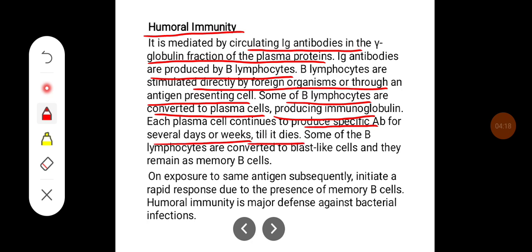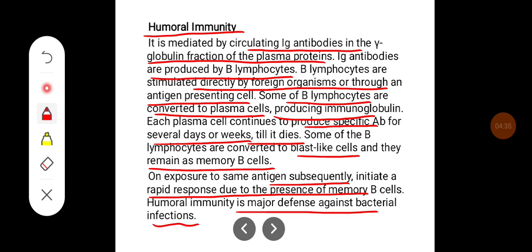Some of the B lymphocytes are converted into blast-like cells and they remain as memory B cells. On subsequent exposure to the same antigen, they initiate a rapid response due to the presence of memory B cells. Humoral immunity is a major defense against bacterial infection.